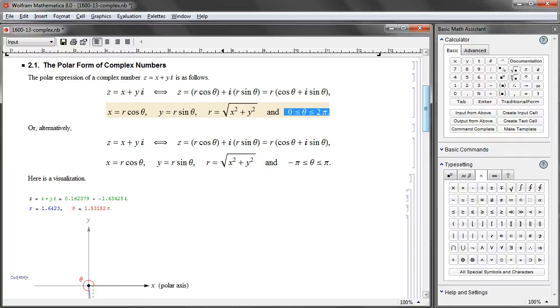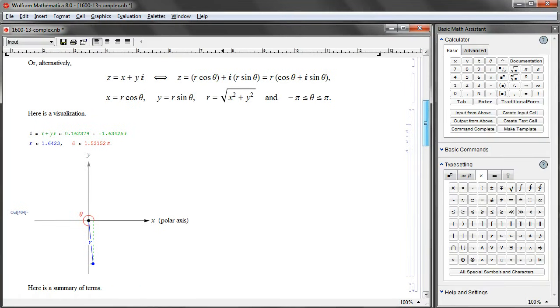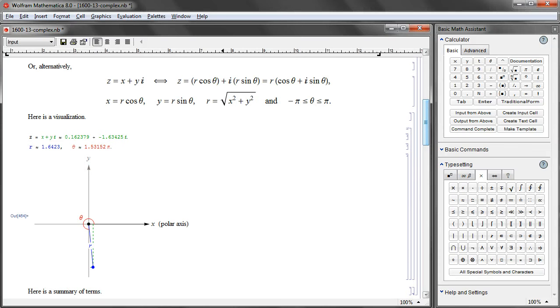So what do we do? We add 2 pi. We can add or subtract any multiple of 2 pi without affecting the position. So we can freely add 2 pi. And by doing that, you can fit this angle theta in the standard domain between 0 and 2 pi. And that's how we got this 1.53152 pi, which is outside the range of the arctangent function.